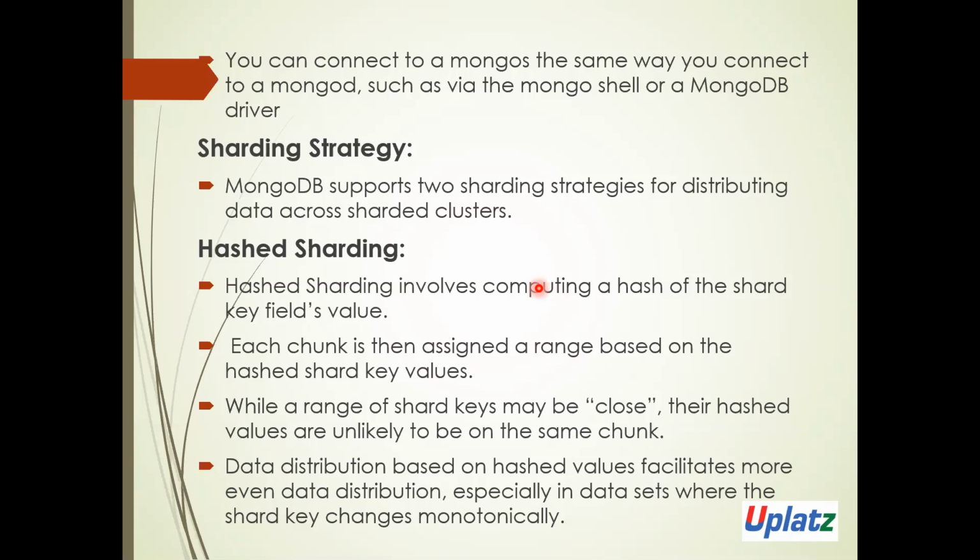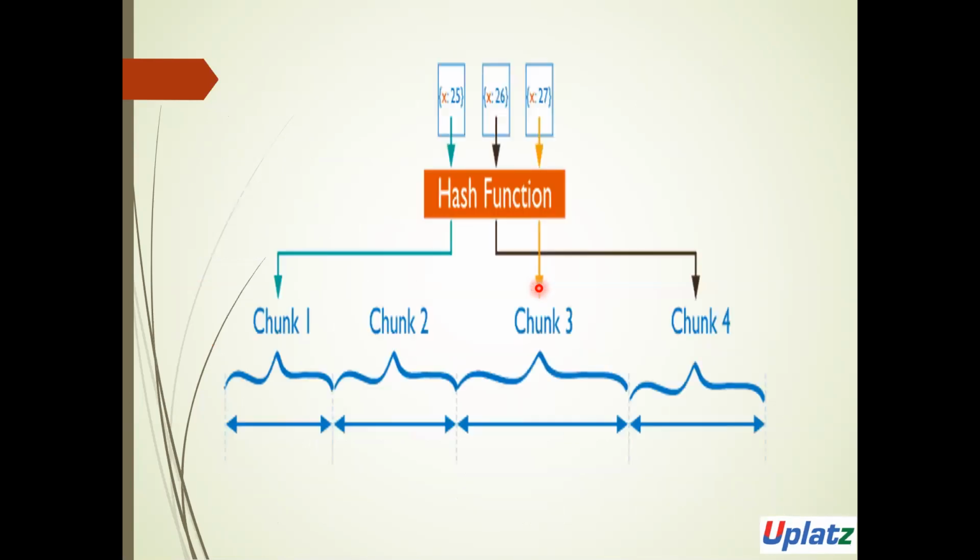What does this mean? The data is divided into chunks, then assigned to a range based on the hashed key which is in our data. Based on that it is decided. While the range of shard key values may be close, their hashed values are unlikely to be on the same chunk. So the data distribution facilitates a more even spread, especially in data sets where the shard key changes monotonically. This is how the hash function works.